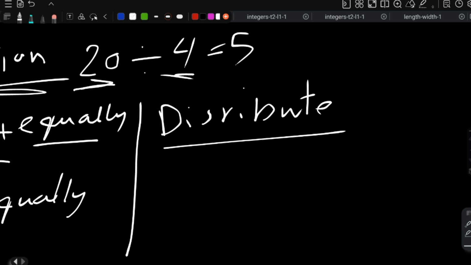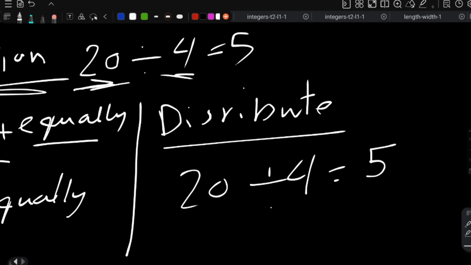If I say distribute, this means I want to divide 20, for example, by 4. I want to distribute 20 over 4 children, so I have 5.